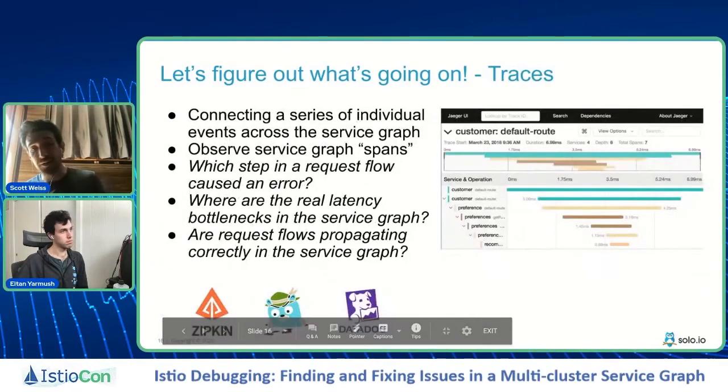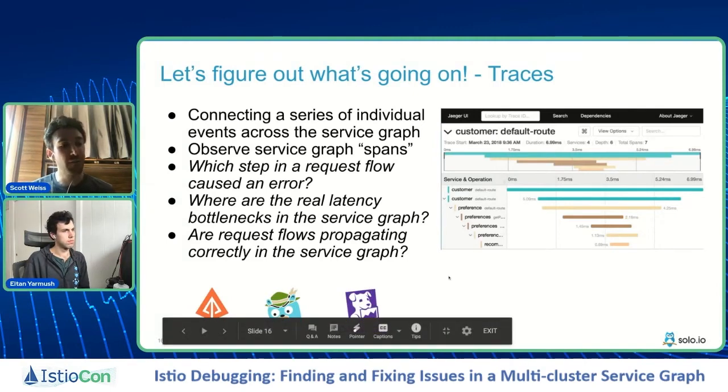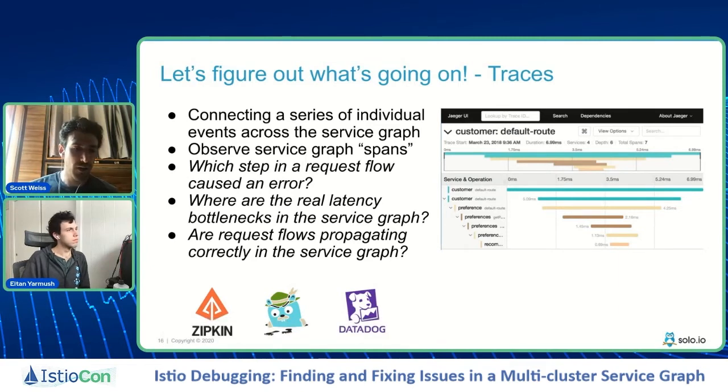And finally, we have traces. When we see errors occurring and latency spikes occurring in our network, we want to understand the source of the problem. And we want to take these long request flows and break them down into their component pieces. And that's where traces help us out. Traces allow us to connect a series of individual events across the service graph into what's called a span, which essentially spans multiple request response flows that are a part of an individual workflow from the application point of view. This helps us identify where the latency bottlenecks are and where the root causes of our errors are in our system.